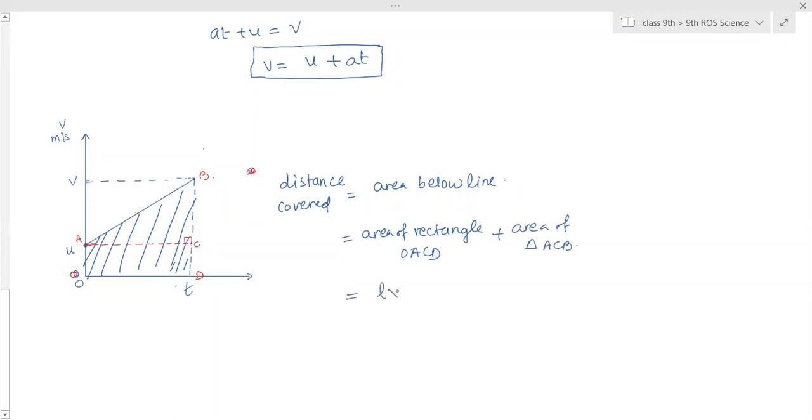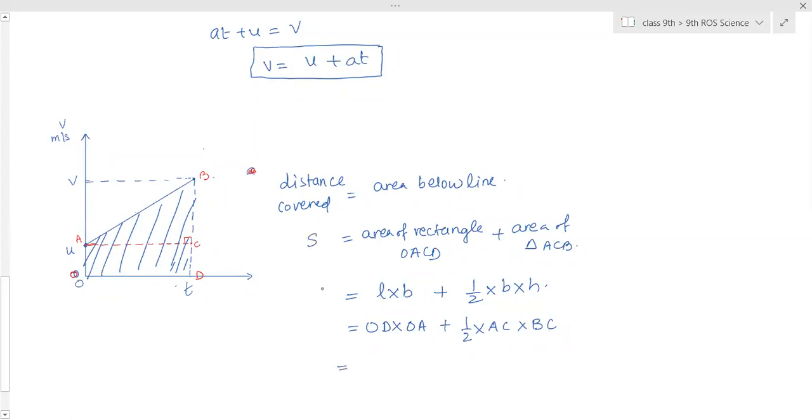Area of rectangle formula is L into B. Area of triangle is half into base into height. Which dimension measures the length in the rectangle? OD. Length is measured in terms of OD and height is AO, plus half. In the triangle, what is the base? AC is the base. And what is the height? BC. Now write it down.